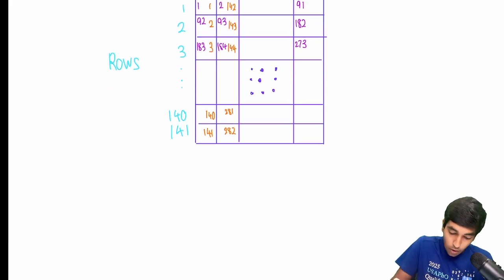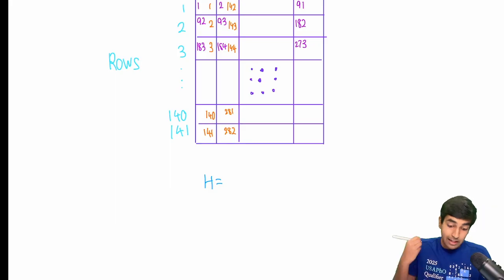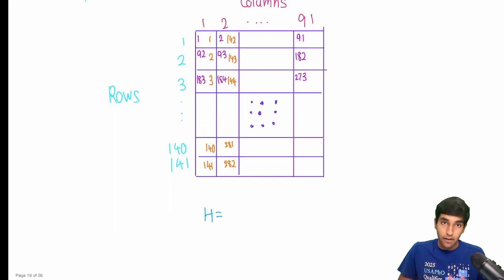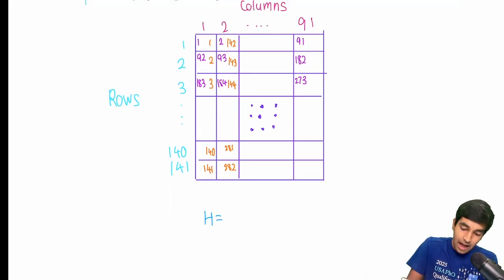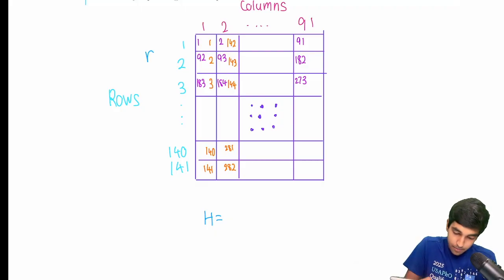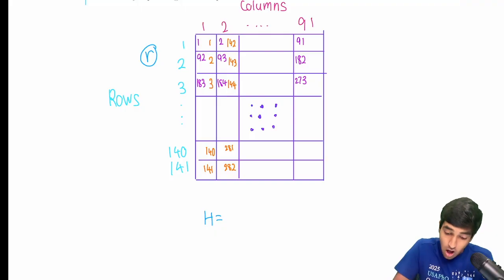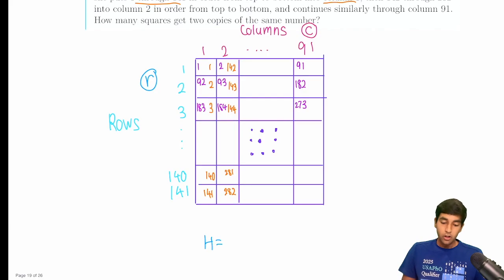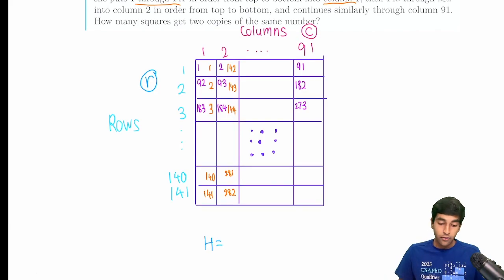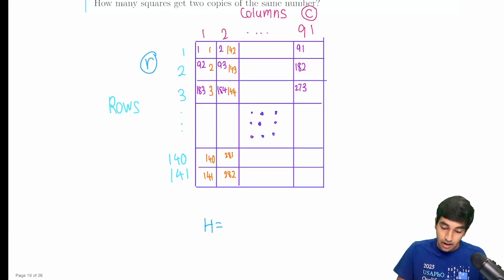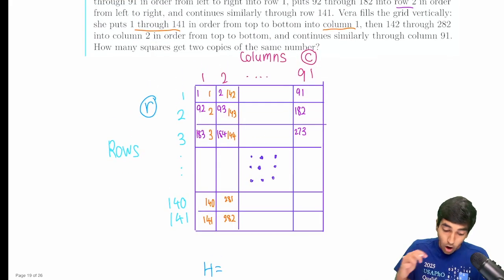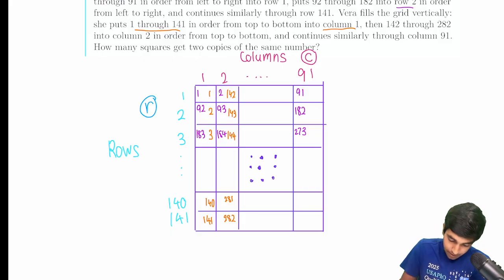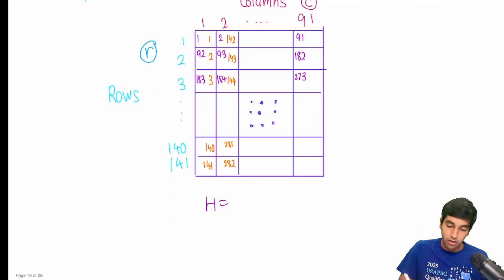Let's try to figure out what Horace's number is going to be in terms of our row and column. Let's say our row number is R, and our column number is C. We're going to use R and C to come up with an expression for Horace's number and Vera's number. Let's start off with Horace's number.